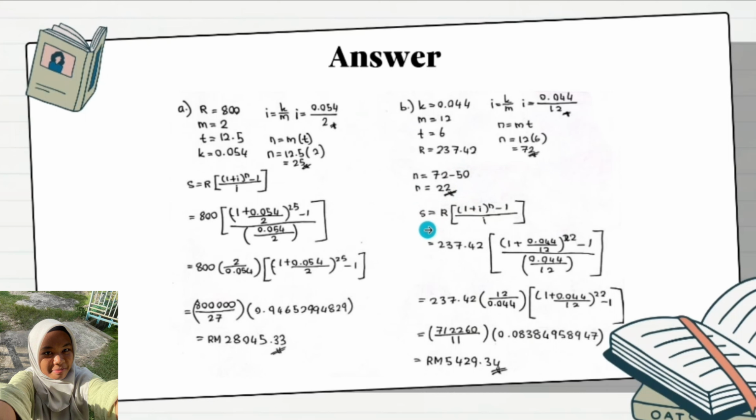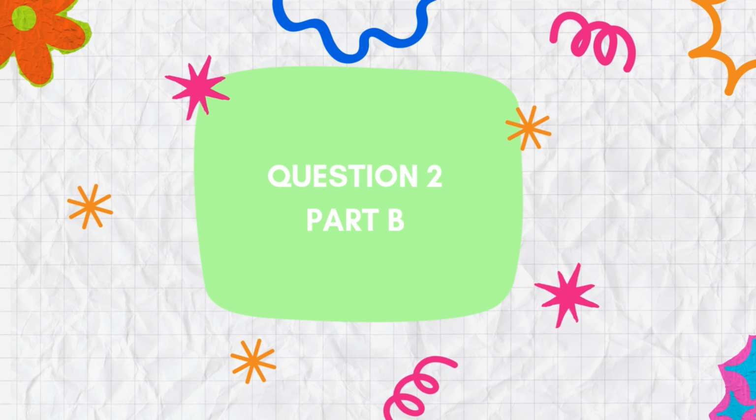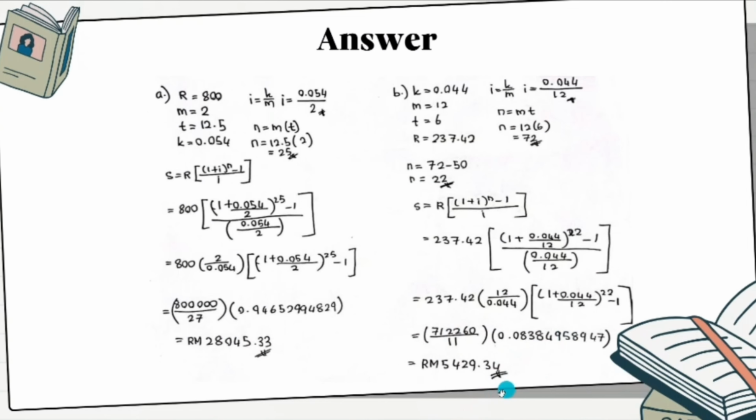So like always, we put the formula first and then we put all of that into the formula. So 237.42 bracket 1 minus 0.044 divided by 12 square 22 minus 1, and we divide all of that with 0.044 divided by 12. So we count the front and we got 712260 divided by 12, and then we count the back and we got 0.0838, and then we multiple both of that and we got the answer.